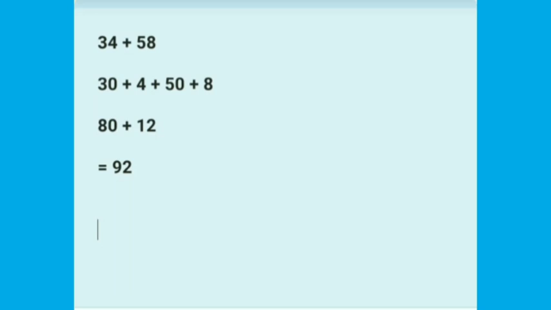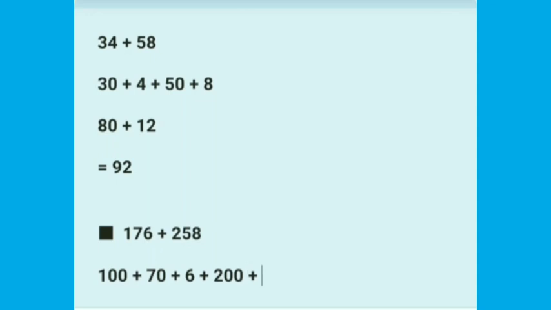So let's try another example involving three digit numbers. Go ahead and add 176 plus 258. So 176 is 100 plus 70 plus 6. We break it into small numbers, and 258 is 200 plus 50 plus 8.